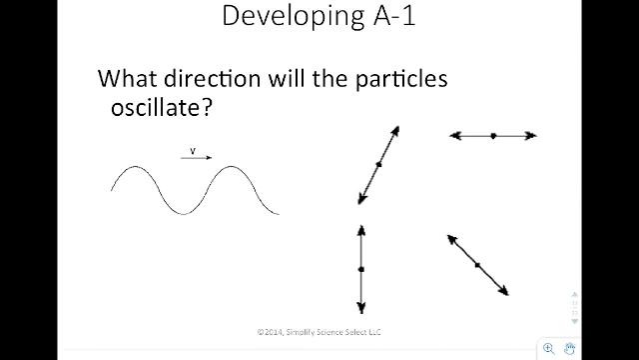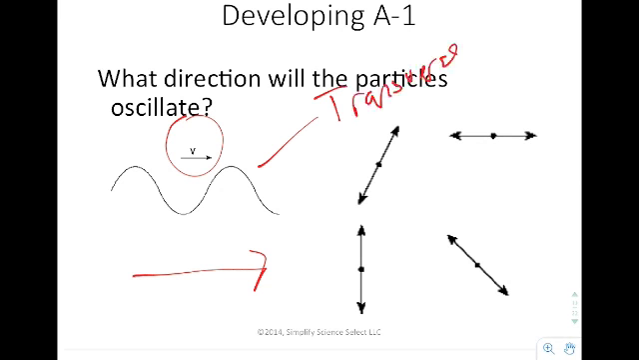Okay, so let's look at some examples. The first one says, what direction will the wave particles oscillate? What you can see is that the velocity of the wave is moving from left to right. You can recognize this shape as being a transverse wave. Because it's a transverse wave, you know the oscillation has to be perpendicular to the direction of motion. Here's the direction of motion. What's perpendicular to that would be this right here. This is the only one that's perpendicular to the direction of motion, and therefore it is our answer.